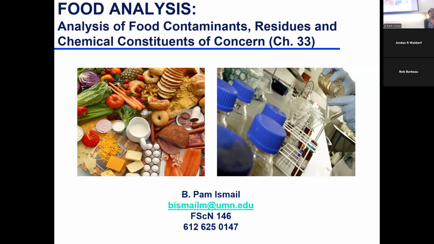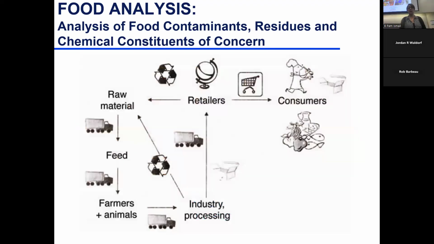And they are in the food either due to processing, like generating acrylamide during processing, or something that was added as an adulterant, like melamine, or something that was added like pesticides and antibiotics or allergens. So there are different types of contaminants or residues that shouldn't be in your sample.